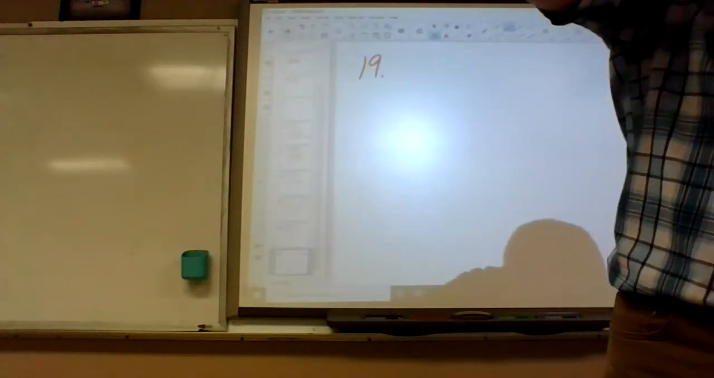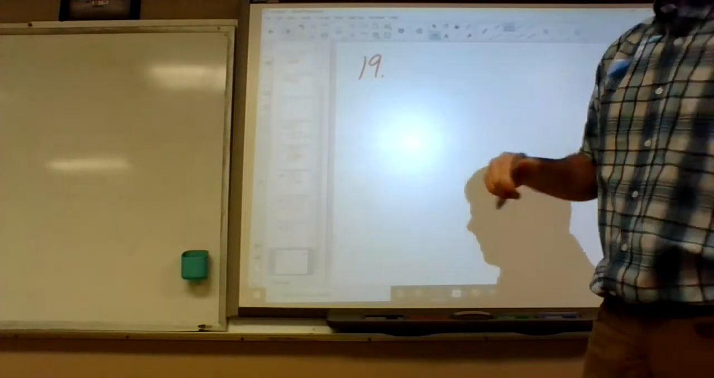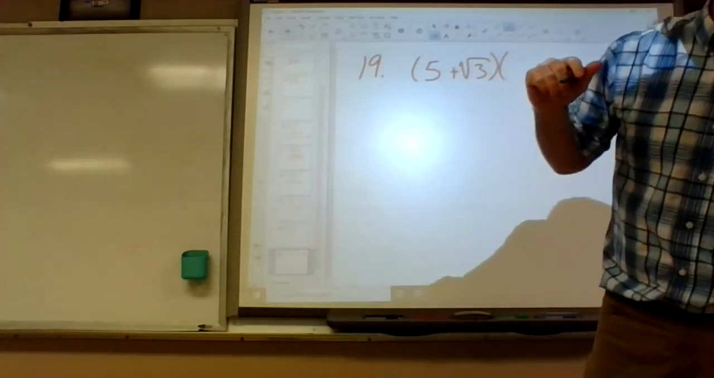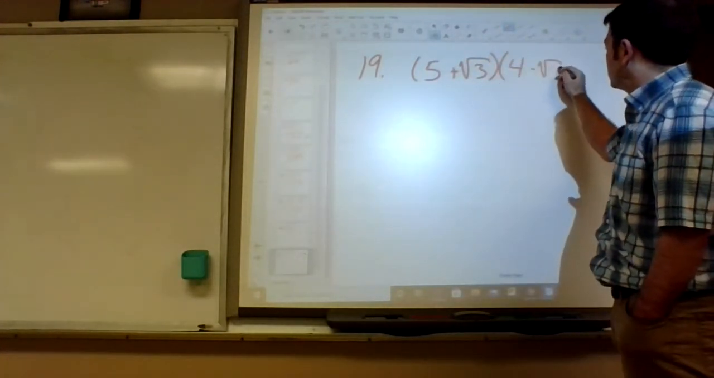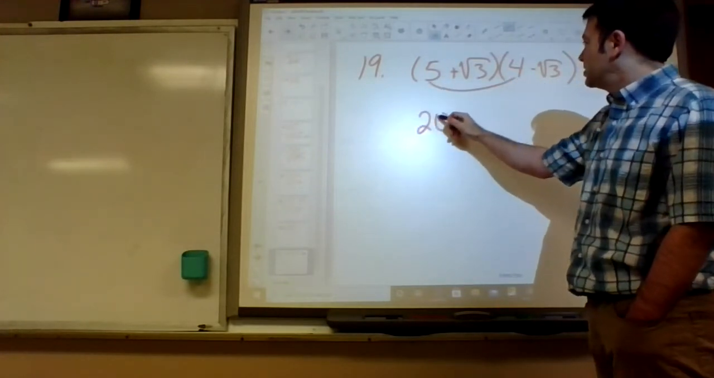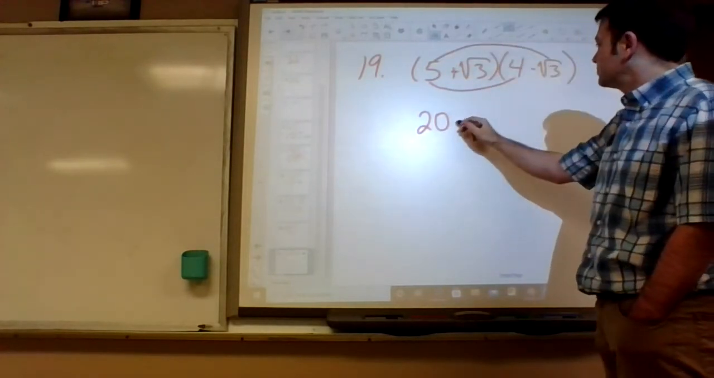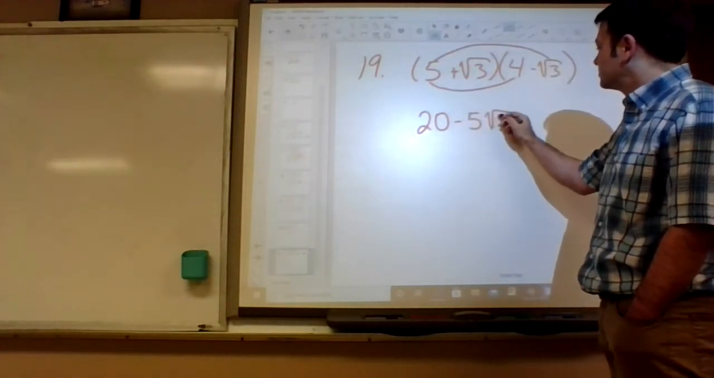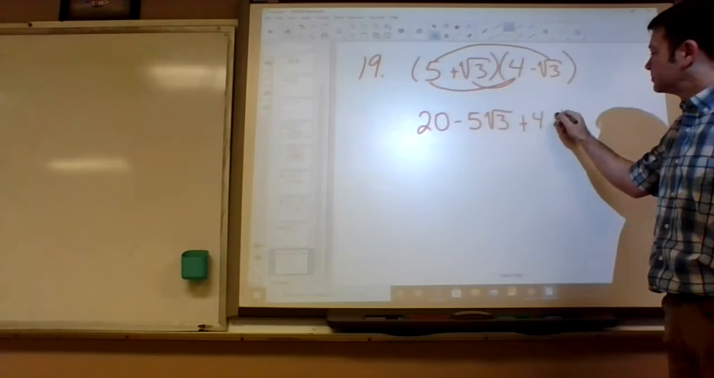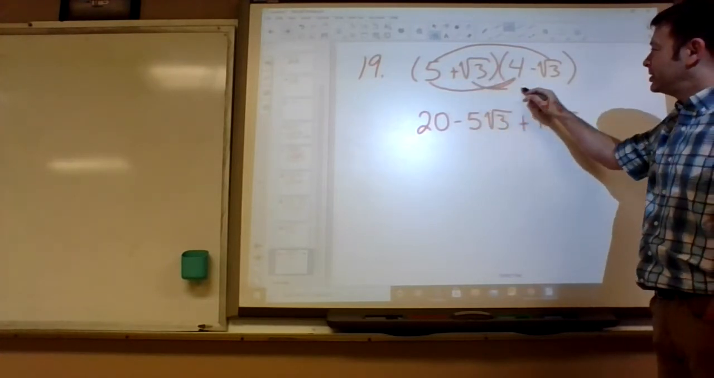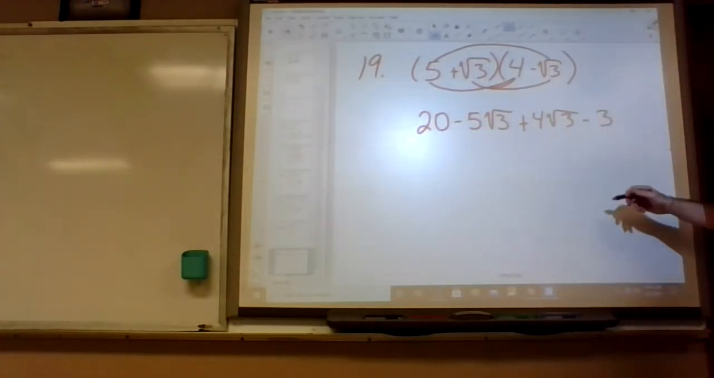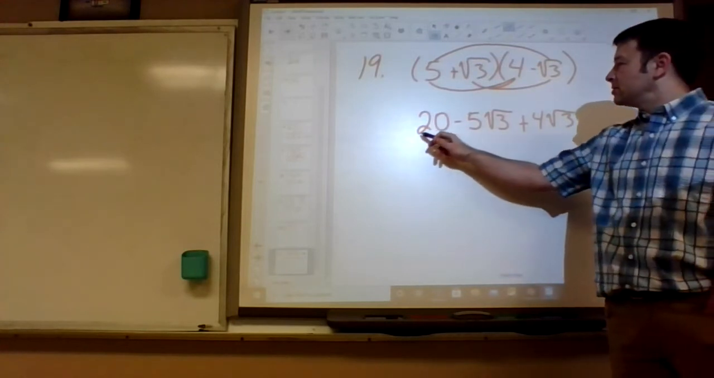Okay, 5 plus square root of 3 times 4 minus square root of 3, right? So what kind of problem is this? FOIL. Okay, first, 20. Outside, minus 5 square root of 3. Inside, plus 4 square root of 3. And last would be square root of 3 times minus square root of 3. Minus 3.